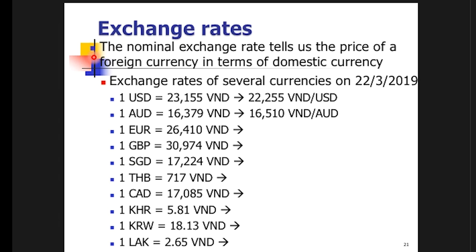or in some countries, they have a different nominal exchange rate definition, in which the nominal exchange rate tells us the price of domestic currency in terms of foreign currency. So the two terms for exchange rate are reciprocal. Here are some examples of the nominal exchange rate in Vietnam, and you may find the updated data by searching the fact.